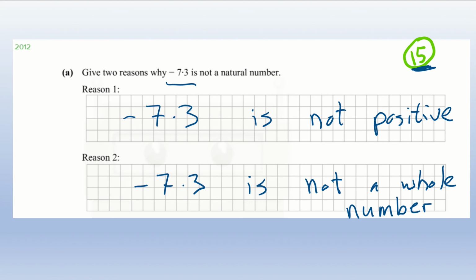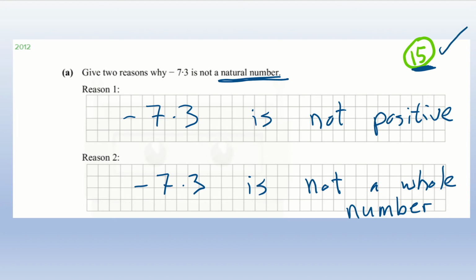So that question there for 15 marks was just wondering, do you know what a natural number is? And can you tell me 2 reasons why that is not a natural number? Even if you weren't sure, you probably could have guessed at it, but that's a very, very easy 15 marks to get, and also a very, very easy 15 marks to lose if you didn't know your definition there. That's the reason learning your definitions is so important. So that's 15 marks got already.